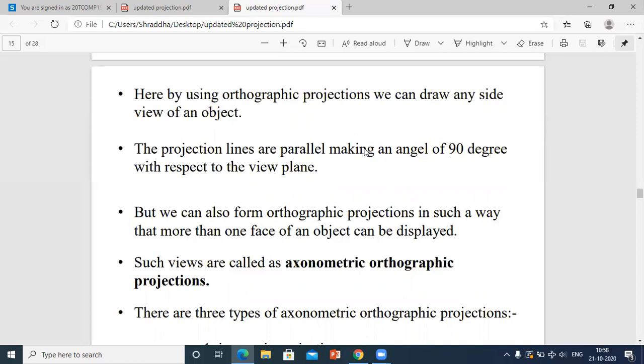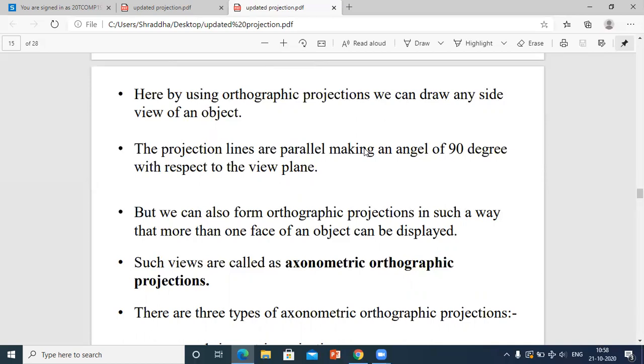So this is a bit confusing, I can say, for you all. So I will tell it in a very simple manner. You can draw different views of a given object in orthographic projection. Or you can also display different faces of a given object. Okay, so this is possible, and this is also known as axonometric orthographic projection.